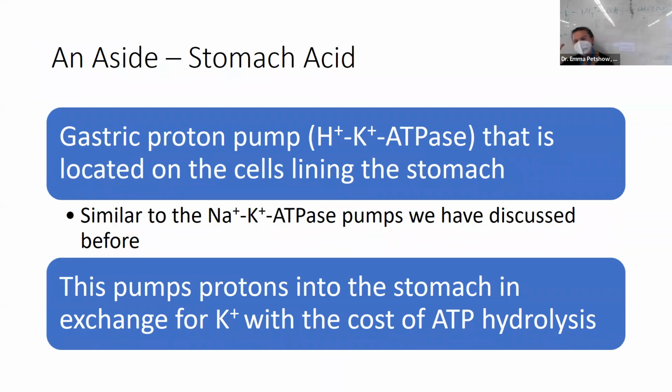All right, so quick aside, stomach acid. We need it. We like to block it in medicine, but we need it. Gastric proton pump, hydrogen potassium ATPase. It does use energy. It's located on those cells lining the stomach. It's similar to our sodium potassium ATPase pump that we've discussed in the past. So super common pump, very similar process, right? We exchange some potassium and hydrogen and we make things more acidic. Pumps protons into the stomach in exchange for potassium with the cost of ATPs. This is an energy using process.